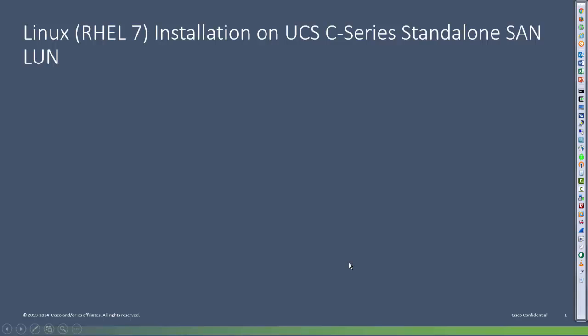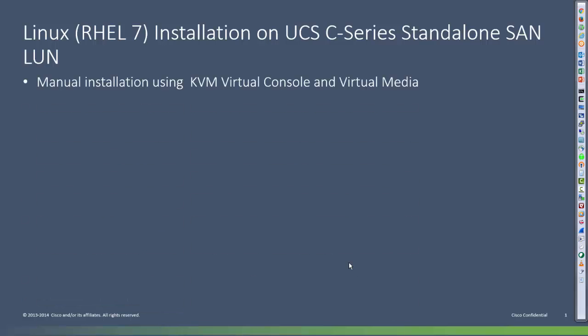My name is Mark Rossner, and I'm going to demonstrate Linux, in this case Red Hat Enterprise Linux 7, installation on a UCS C-Series standalone server, installing onto a SAN LUN. This one is a manual installation, and we're going to use the KVM Virtual Console that we access from the CIMC GUI, and we're going to install off virtual media.